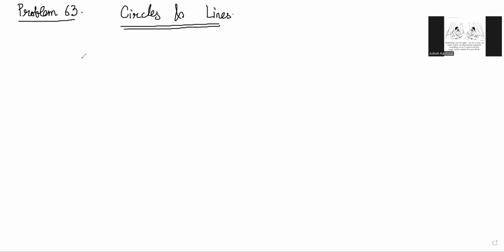Hi. In this problem, we are going to deal with circles and lines. It's a coordinate geometry question, which is a good one for JEE Advanced. So let's try it out.